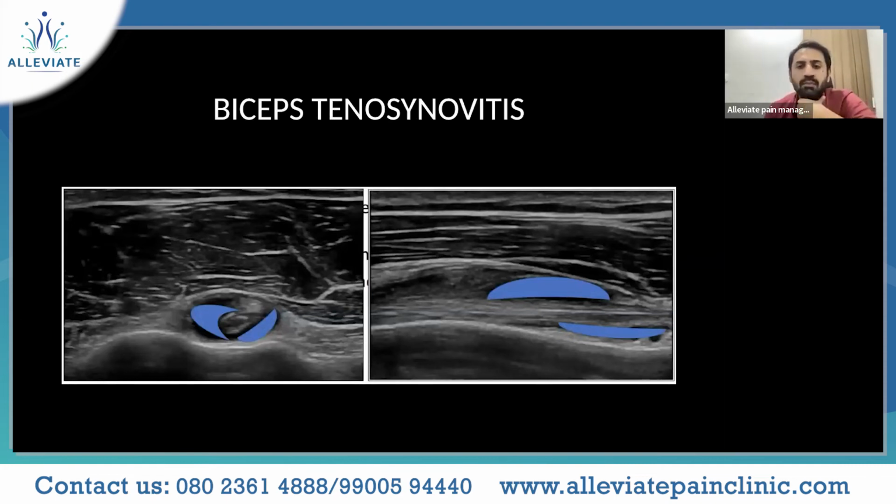It's ideal, when you're doing a biceps injection intervention, that it should be done at the level of the biceps tendon, in the bicipital groove. This is again a short axis and long axis of how a tenosynovitis will look.